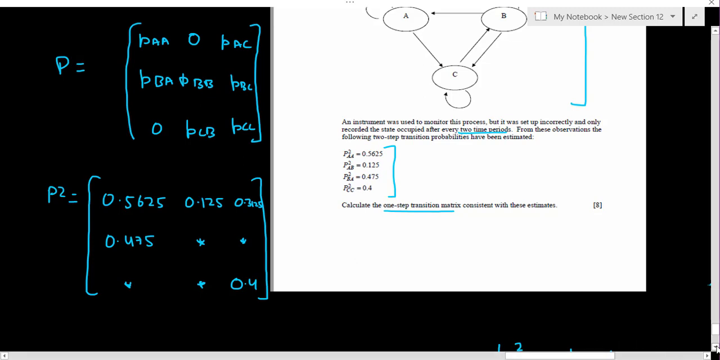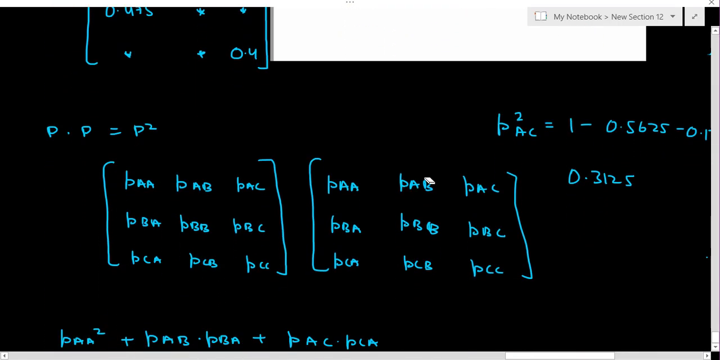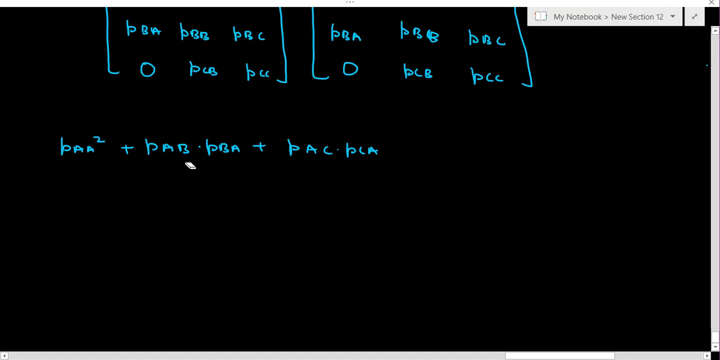Right, but I know something here. I know that this entry is 0, that's given in the question. So here this one becomes 0 and you've got this one as 0 as well. So this is 0 and again that makes this 0. These entries have already been given as 0 because there are no arrows corresponding to them. So this one becomes 0 totally.